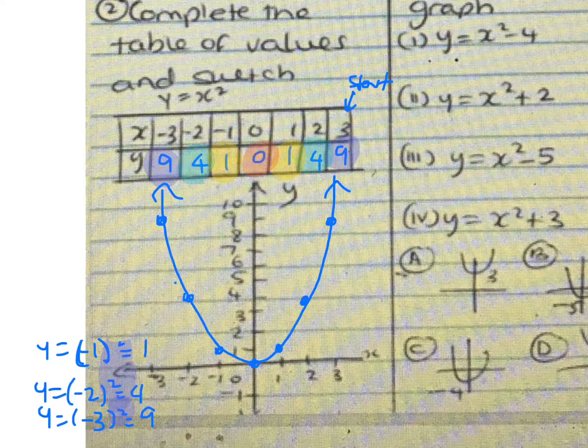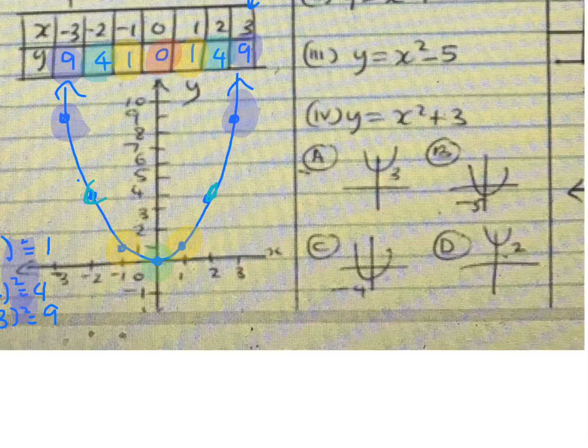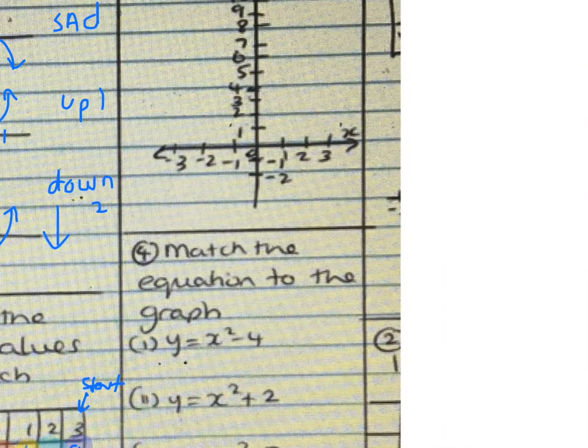Notice that on either side, everything's the same. So you've got your 4 and your 4. You've got your 9 and your 9. And then on either side here, you have your 1 and your 1. And then you have your 0 in the middle. Okay, so let's just look at the next one.